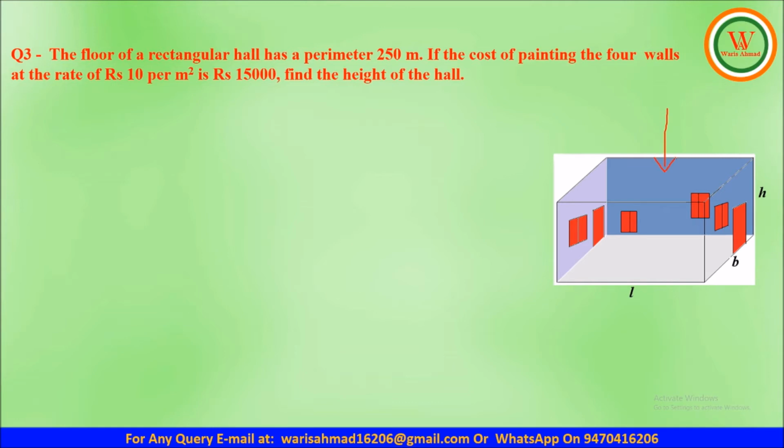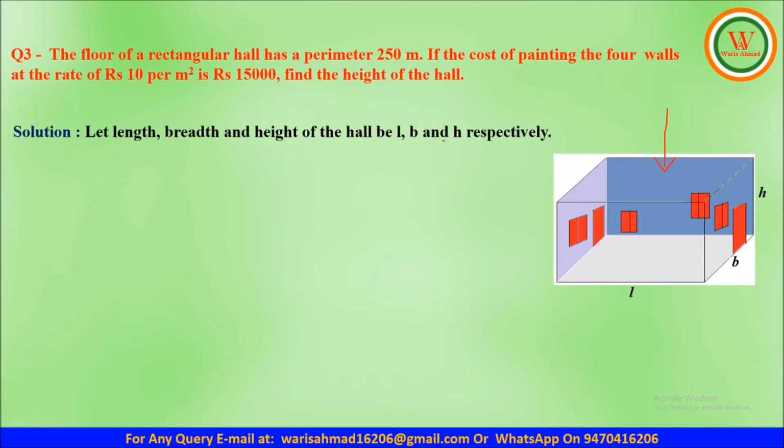This figure is representing a rectangular hall whose length is L, breadth is B, while the height is H. So first of all, we have to assume that let the length of the rectangular hall be L, breadth be B, and the height of the hall be H. So in the solution, the very first line will be: let length, breadth and height of the hall be L, B and H respectively.